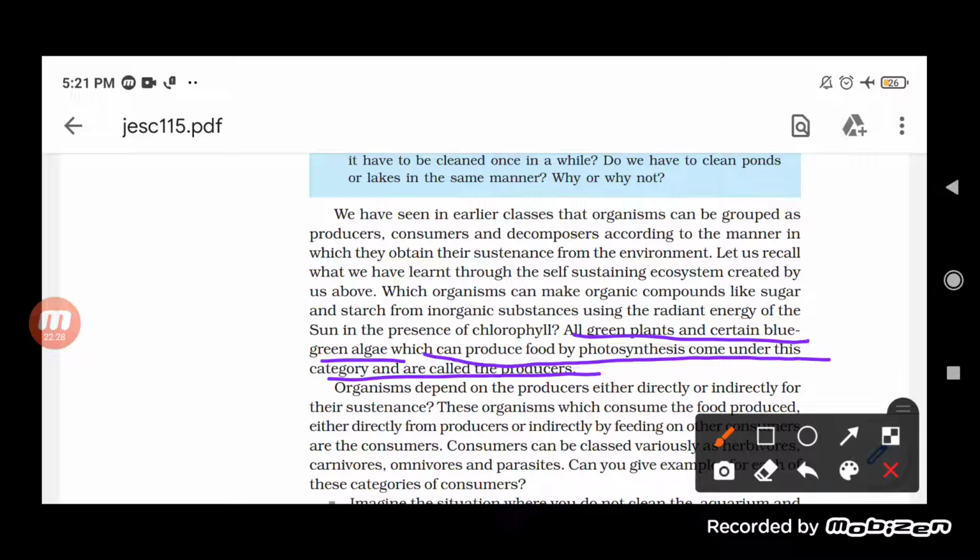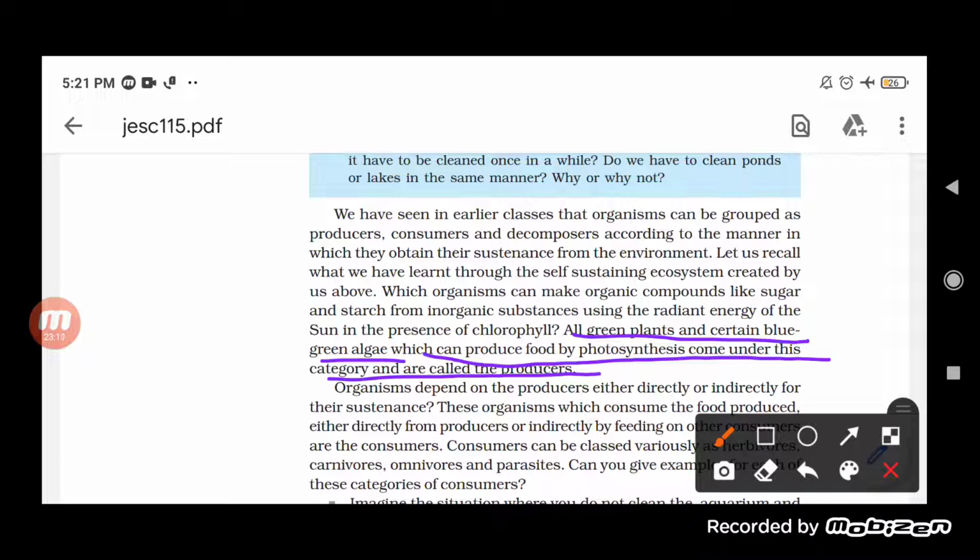Now the organisms who are directly or even indirectly dependent on the producers, they are actually taking the food and eating. It means that they are consuming the food which is produced by the producers, right? So they are called consumers. So one is the producer which is producing, another is the consumer which is consuming the food directly or indirectly. So there are consumers which take the plant directly, and there are those which take it indirectly.